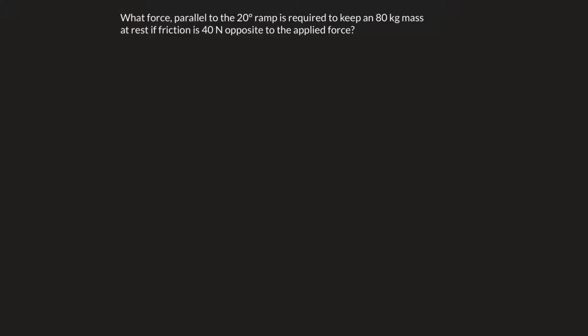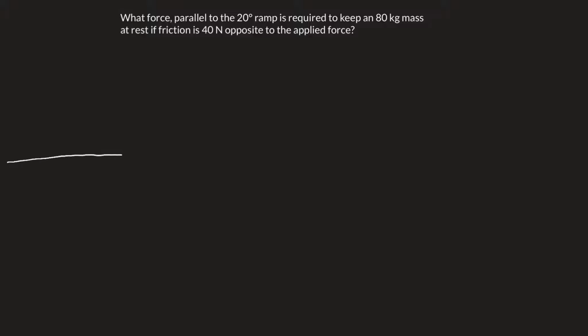This question is asking us to solve for the force parallel to a 20-degree ramp required to keep an 80 kilogram mass at rest, which means that F net equals 0, if the frictional force is 40 newtons opposite to the direction of the applied force. So let's start off by drawing a diagram.